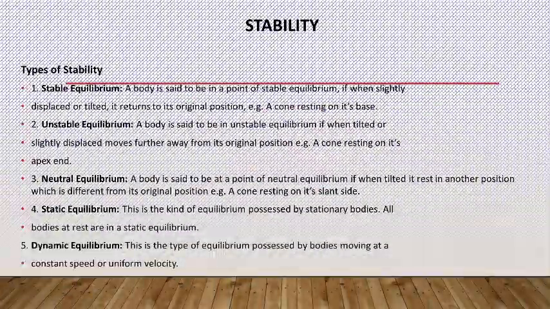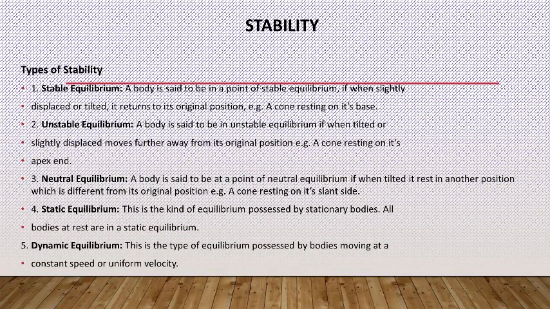Stability. Types of stability. 1. Stable equilibrium. A body is said to be in a state of stable equilibrium if, when slightly displaced or tilted, it returns to its original position, e.g. a cone resting on its base.